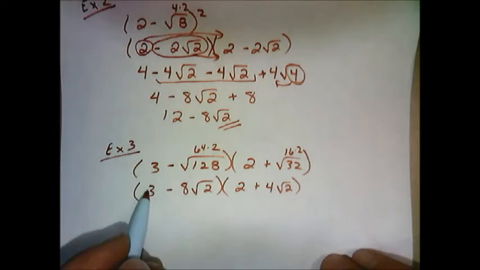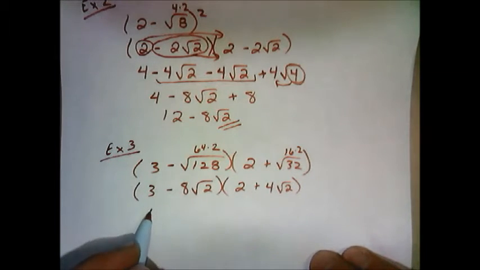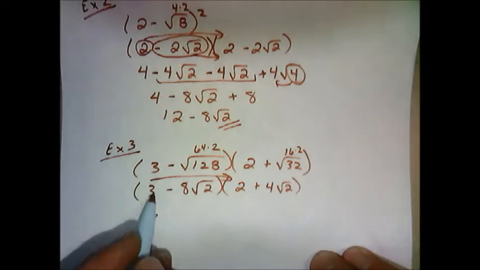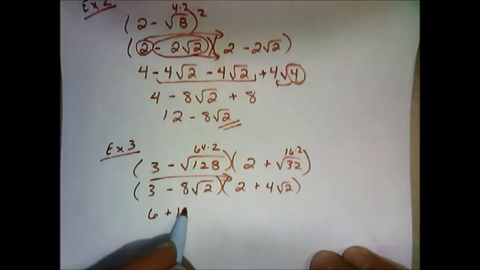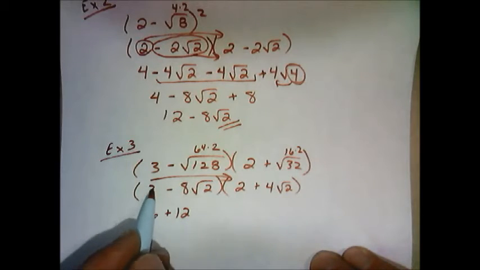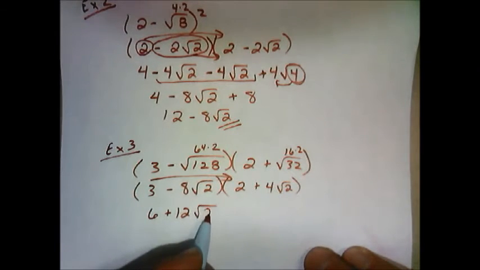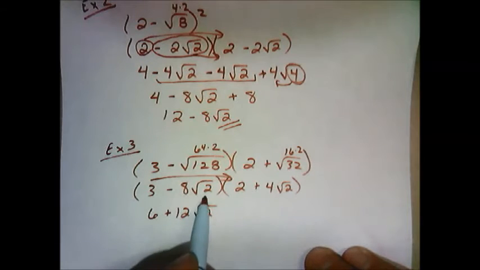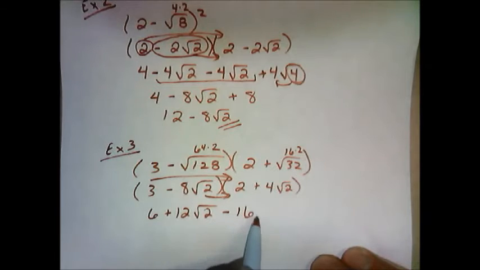our two quantities. So 3 times 2 gives us 6. 3 times 4 radical 2, 3 times 4 is our 12. Since we don't have a radical with this, our radical 2 just tags along. And then we're going to distribute the negative 8 radical 2. Negative 8 times 2 gives us negative 16 radical 2.